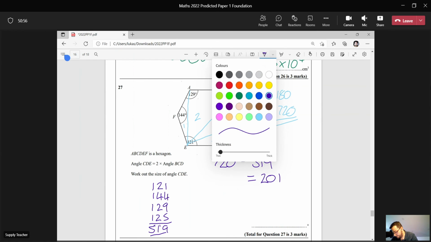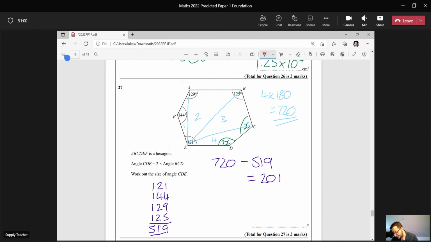Okay, so again, let's grab a different colour. We've got 3x's all together, we've got 2 here and we've got 1 there. So 3x is 201. And if you divide by 3, you're going to get that x is 67. Okay, and then it says work out the angle of CDE. Well, remember that's double that. So CDE, well, 2 times 67 is 134. So that is that. Okay.